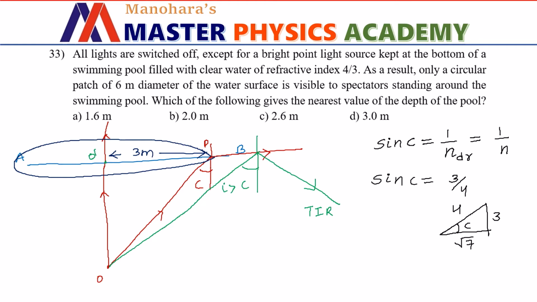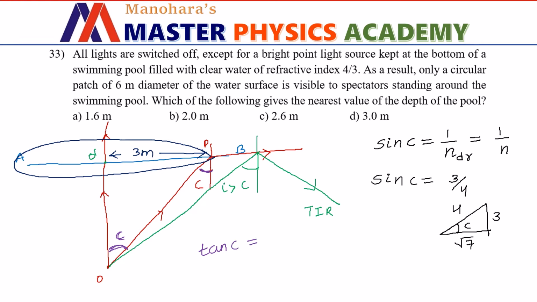Now since this angle is the critical angle, this angle is also equal to C because of a very well known concept in geometry, that alternate interior angles are the same. So this angle is the alternate interior angle for this angle of incidence. Then from the diagram, what do we have for tan C?